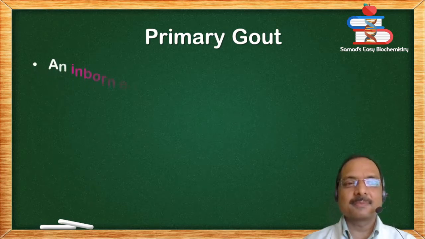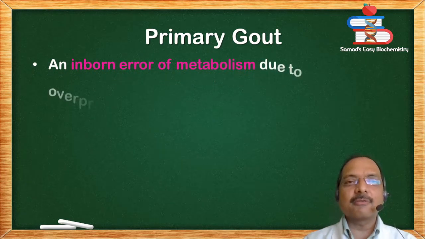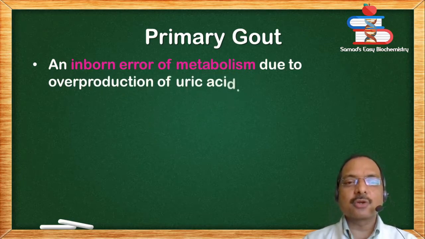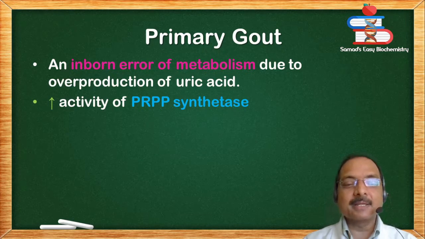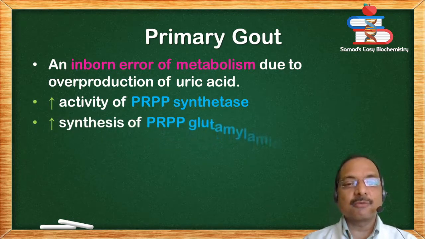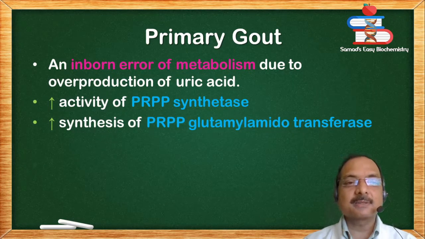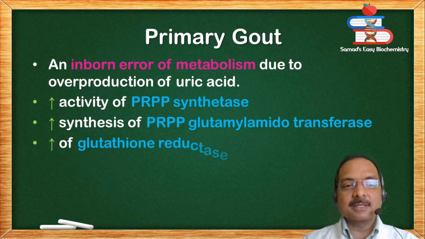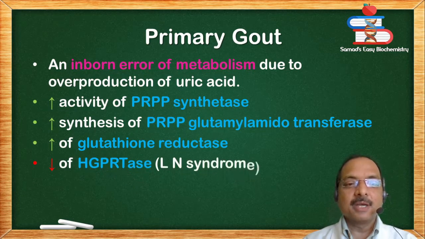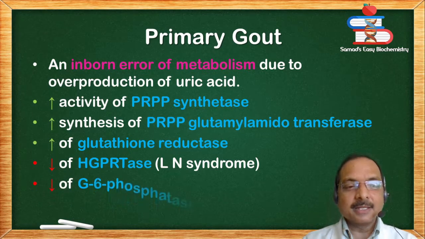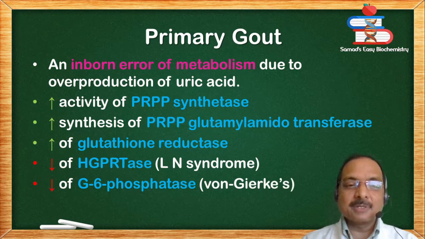Primary gout. An inborn error of metabolism due to overproduction of uric acid. There is increased activity of PRPP synthetase, that is phosphoribosyl pyrophosphate synthetase, increased synthesis of PRPP glutamylamidotransferase, increased activities of glutathione reductase, and decreased activity of HGPRTase, that is Lesch-Nyhan syndrome, we'll be seeing later, and decreased synthesis or absence of glucose 6-phosphatase, von Gierke's disease.